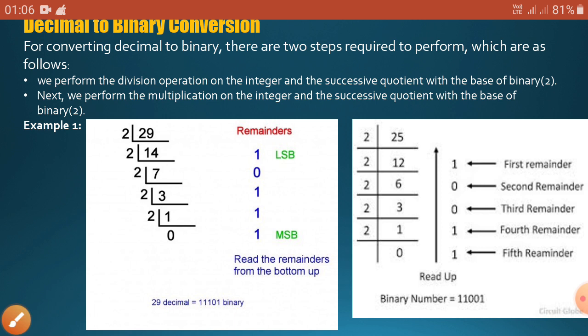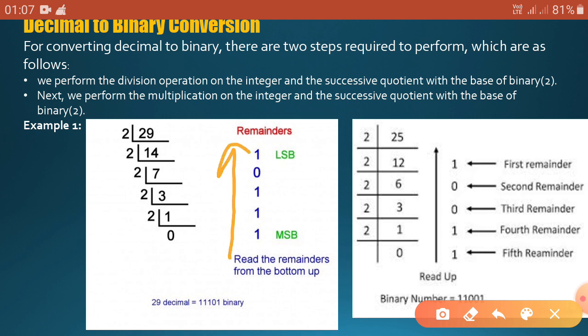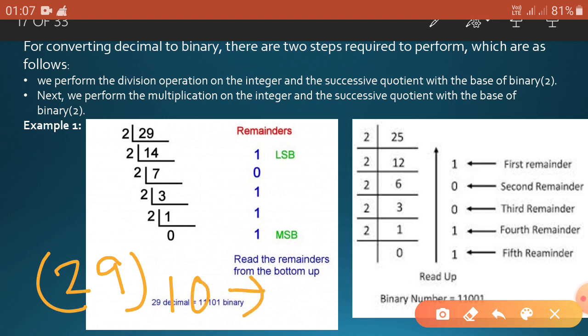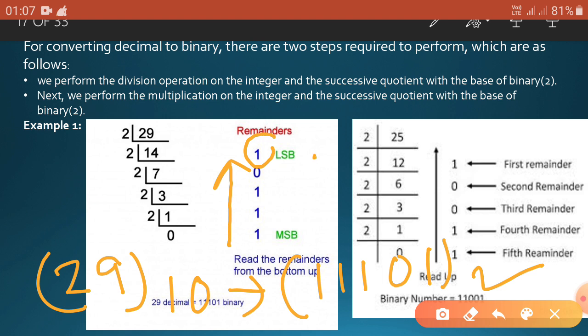What will be the binary number of the decimal number 29? We have to write all the remainders from bottom to top like this. So 29 in the decimal number system gives us 11101 in the binary number system, because we have to write from bottom to top. The first remainder is known as the LSB.